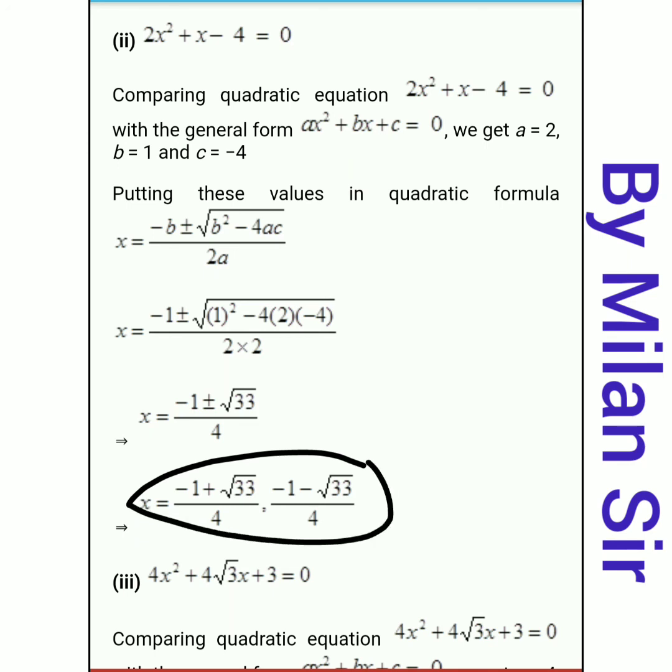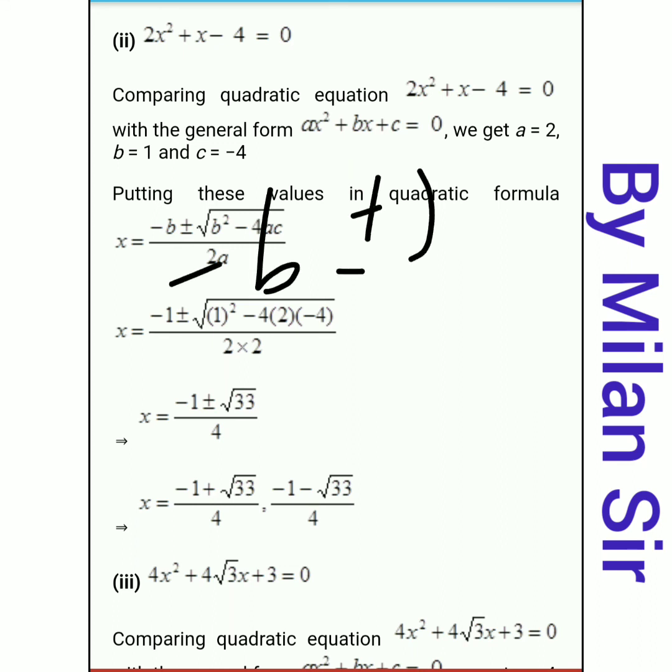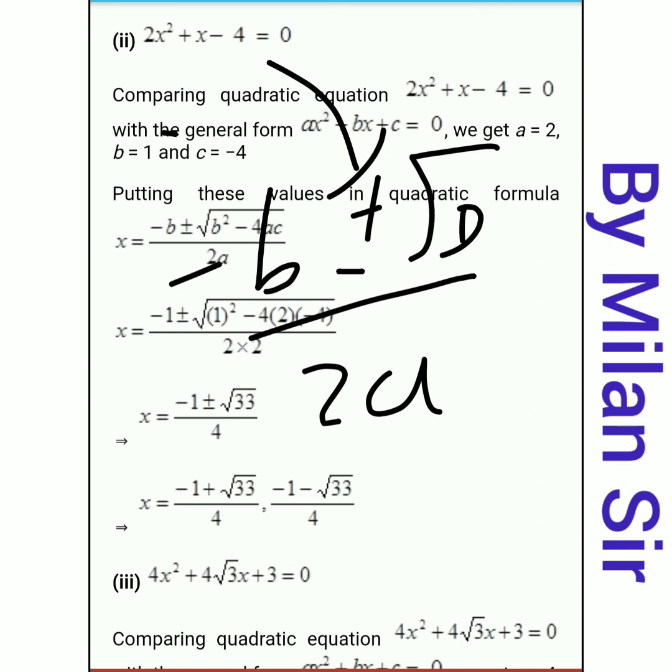So in this equation, first of all, we need to find the value of a, b and c. Then we need to find the value of d. Then we need to find the value of under root d. Then we need to put it in this formula, minus b plus or minus under root d by 2a. One time we need to consider the plus sign, one time we need to consider the negative sign. So we can get our two roots.